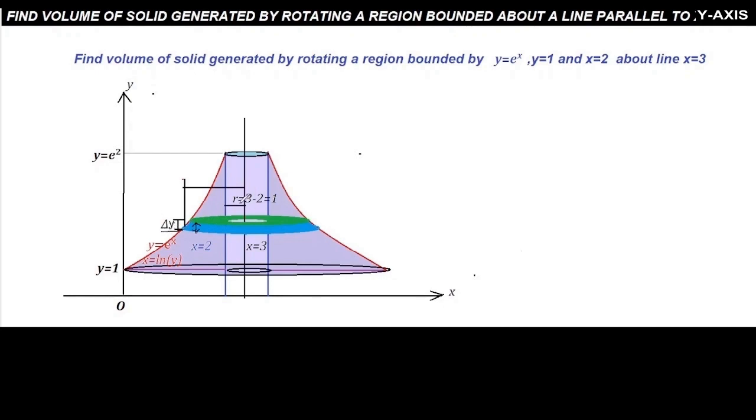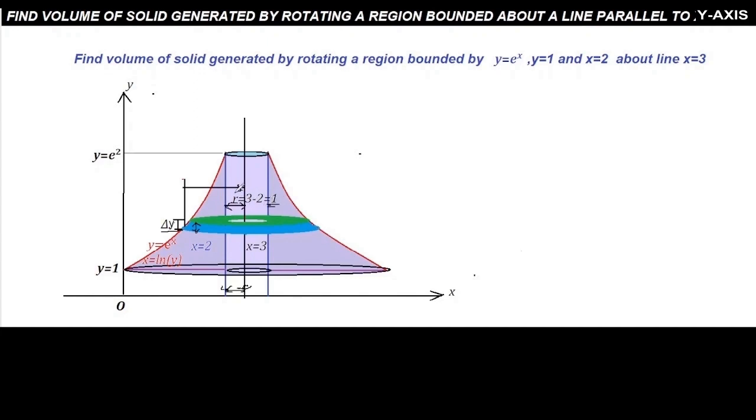This small r represents the inner radius of the disk. From the figure you can say, as this is the line x equal to 3 and this is the line x equal to 2, the distance between these two can be found by subtracting 2 from 3, which gives you 1. So we can conclude the inner radius small r is equal to 1.